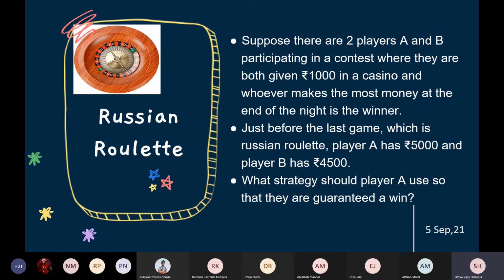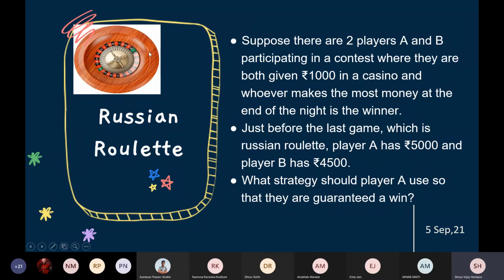So just before the last game, the last game they've decided to play is Russian roulette. And as you can see, player A has more money than player B at the end of the previous games. So the way Russian roulette works is you can see in the figure there's sort of a circle where the handler puts the ball through and allows it to rotate, and eventually it lands on one of the squares, which has the numbers 1 to 36. And the numbers marked 0 in green.